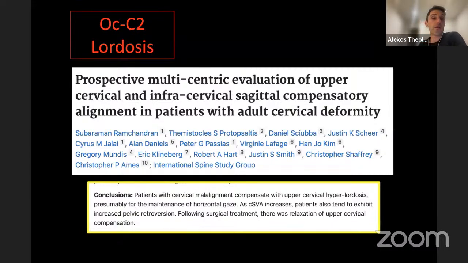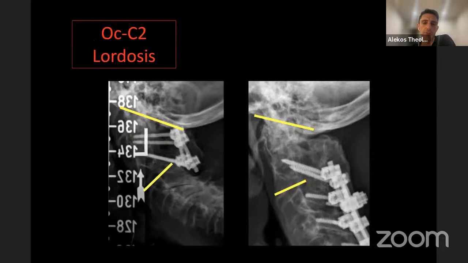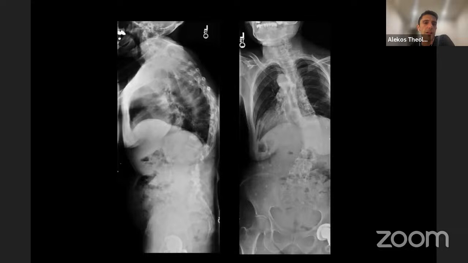And then the other thing is the OC to C2. This will relax over time, and it's a nice marker of your degree of correction. So this is that lady with the C1, C2 fusion. You can see roughly I drew the OC to C2 lordosis, and then after correcting the whole sagittal plane, it relaxed quite a bit. Now, this sometimes may not correct 100%.